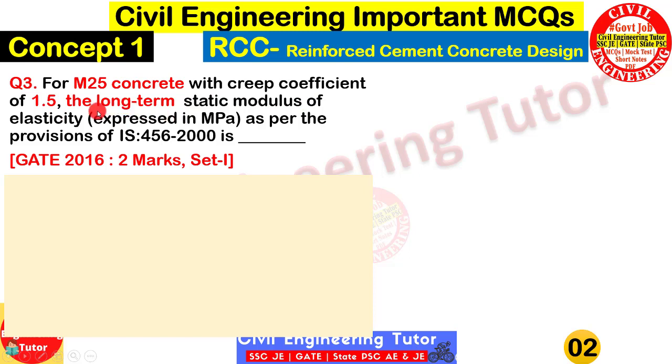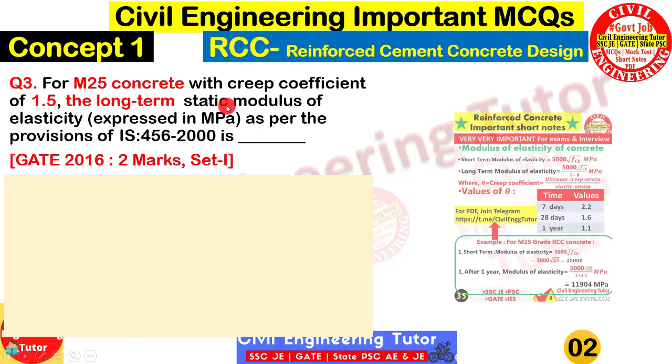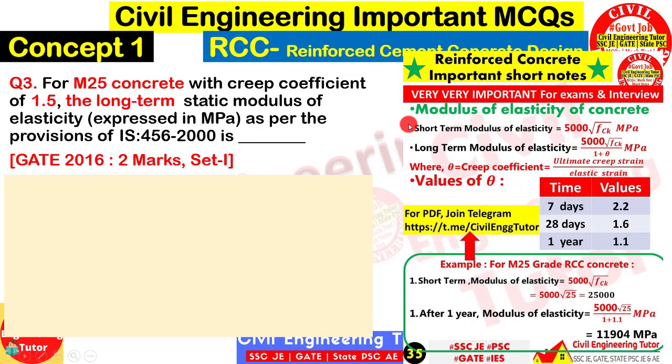We have already seen the short-term modulus of elasticity, that is 5000 root over fck. Now what about this long-term elastic modulus? Here is the expression for short-term and long-term modulus of elasticity. You can note it down, or otherwise if you know, just revise it. For short-term modulus we have 5000 root over fck, and for long-term we have 5000 root over fck divided by 1 plus theta, where theta is the creep coefficient, and this creep coefficient is expressed as ultimate creep strain by elastic strain. Depending upon the time, this value differs.